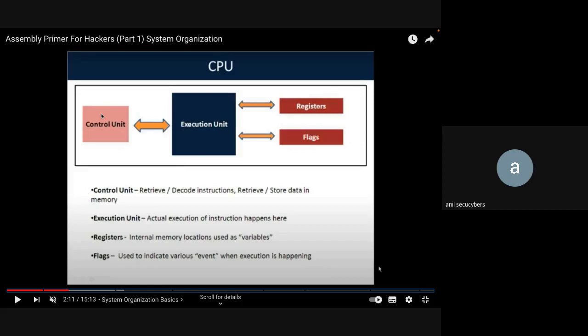Role of the CPU. Now, what's the role of the register? Just think of it at a very high level. Let's say we are doing a calculation where A equals 10, and the variable B is equal to 20. And then we are executing A plus B.